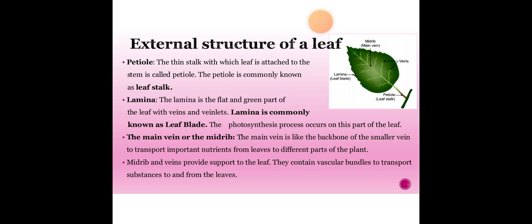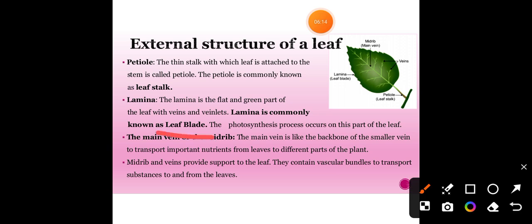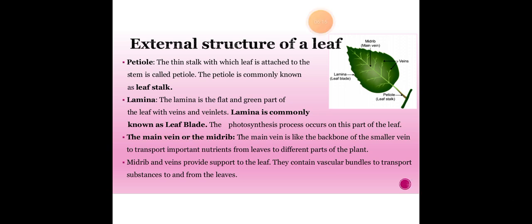Then lamina. Now, what is a lamina? The lamina is the flat and green part of the leaf with veins and midrib. Lamina is commonly known as a leaf blade. So whenever someone says this is a leaf blade, you can say yes, it is a lamina. When someone says it's a leaf stalk, you can say it's a petiole. So this looks more vibrant and closer to the words already used.